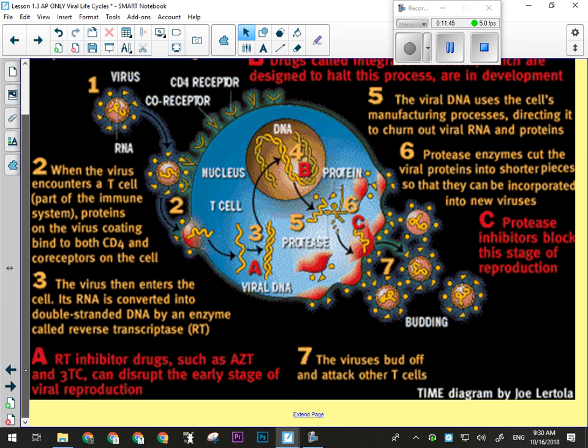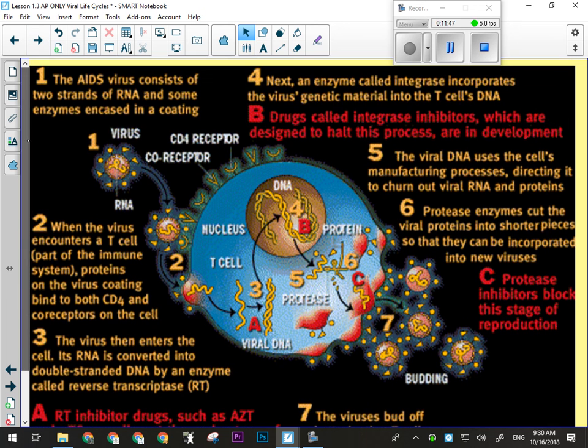And then the next stage, an enzyme called integrase, is how it splices its DNA into the cell's DNA. The viral DNA uses the cell's manufacturing process, directing it to churn out viral RNA and proteins. The thing with HIV is it doesn't outright kill the immune cell quickly. It can actually hijack and use that immune cell for a very long time. What's kind of worst about HIV is that as it's detected in the blood, what does the body send out to get it?